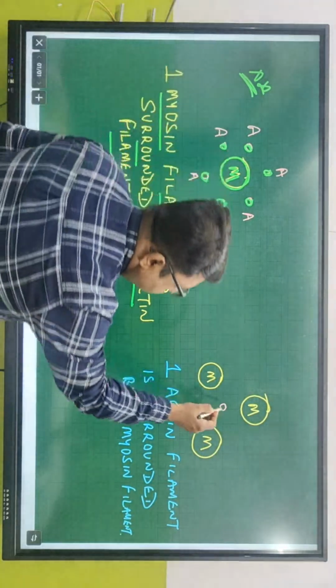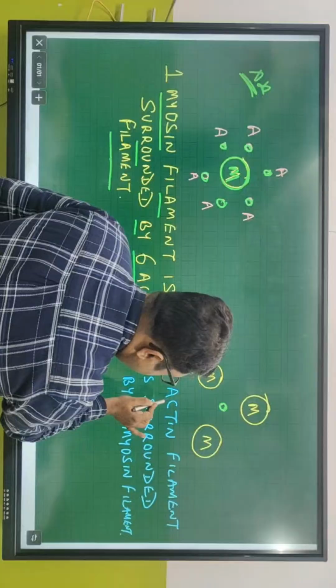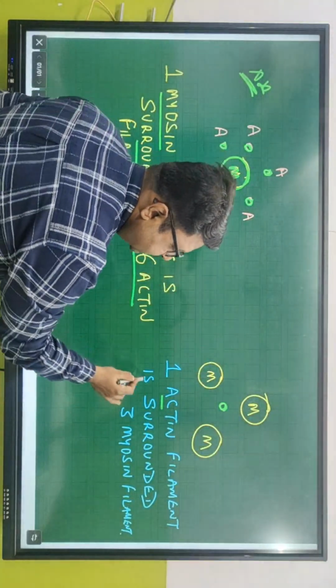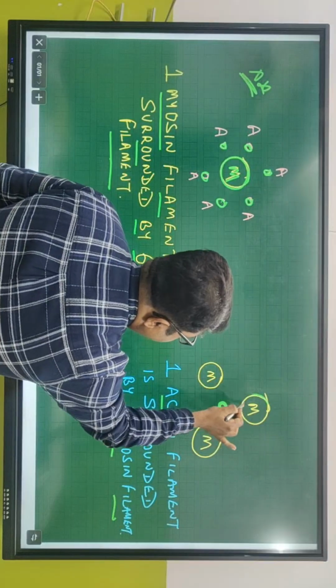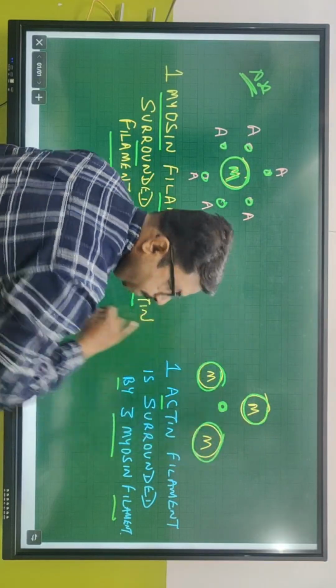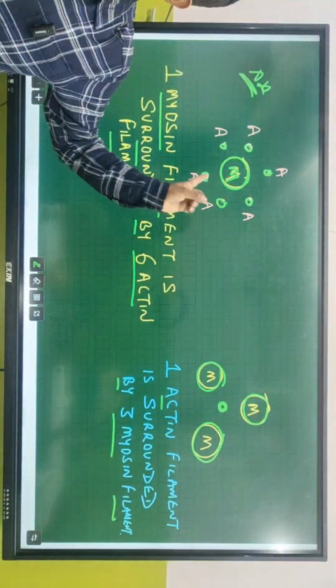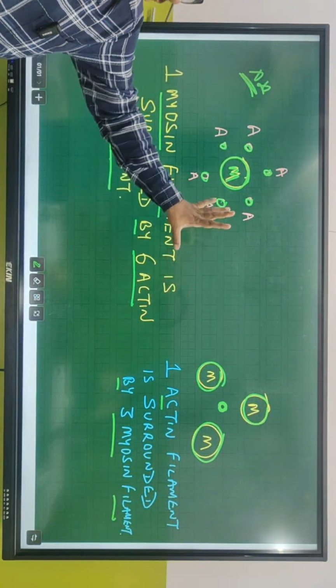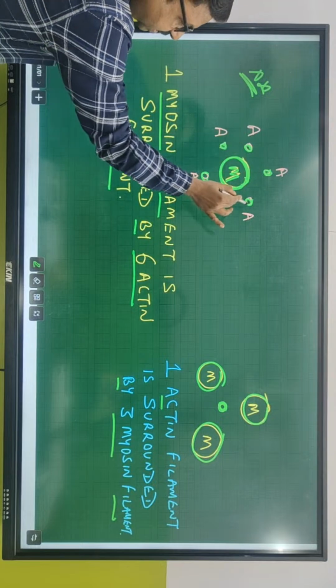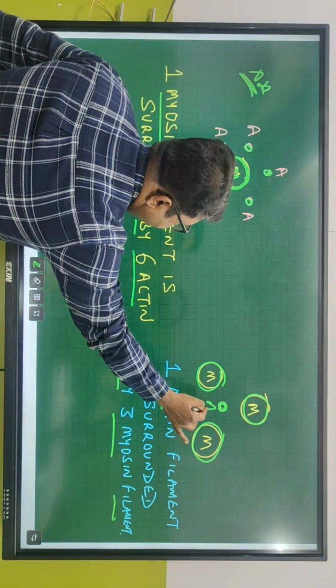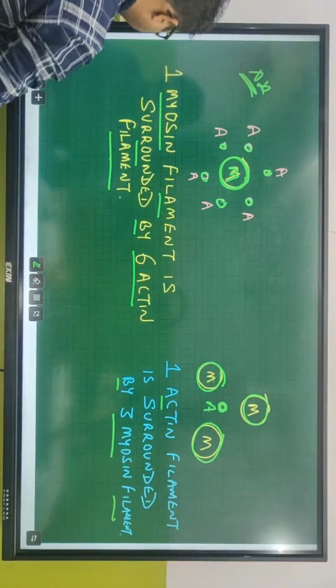Done? Now, one actin filament is surrounded by 3 myosin filaments. This is a very, very important concept. That means one myosin is surrounded by 6 of the actin, but one actin is surrounded by 3 of the myosin.